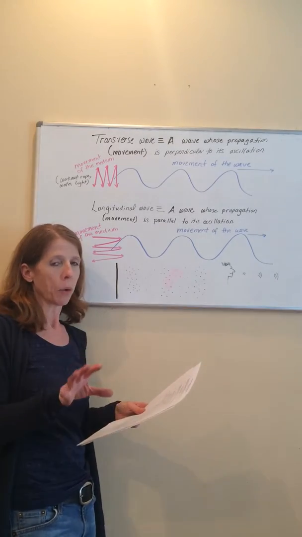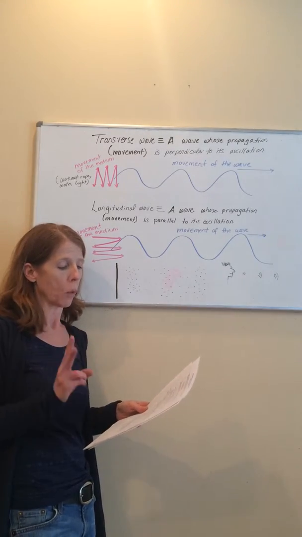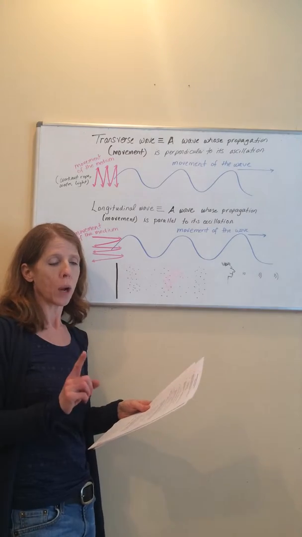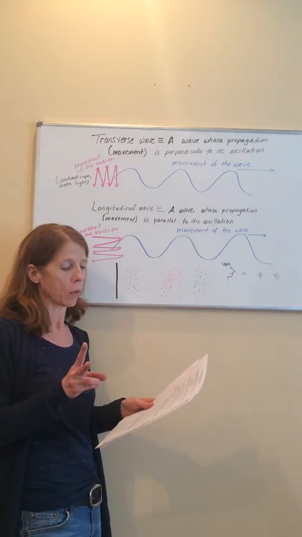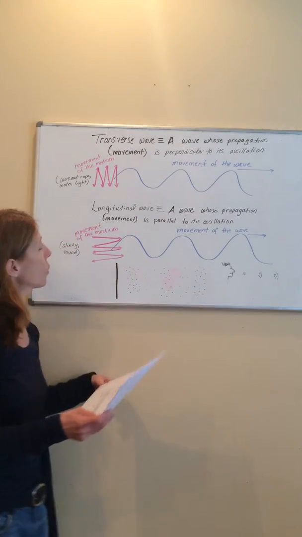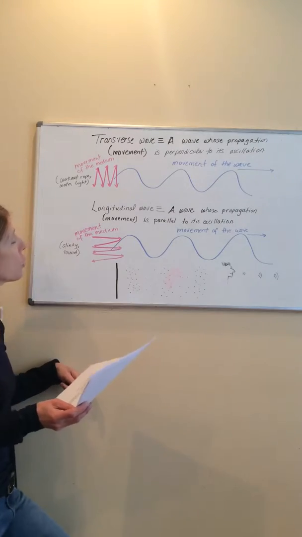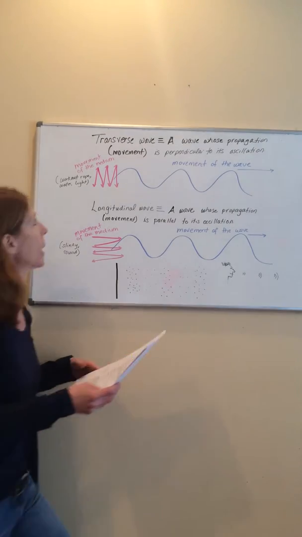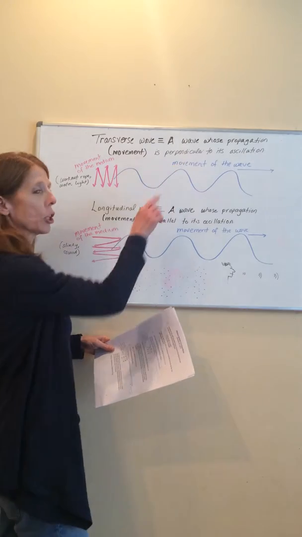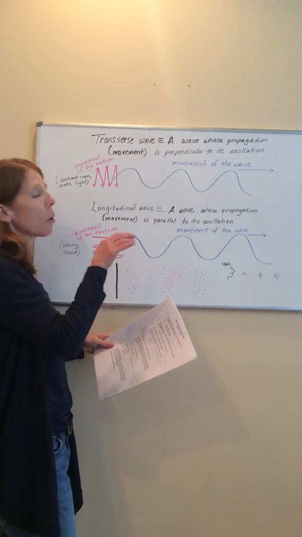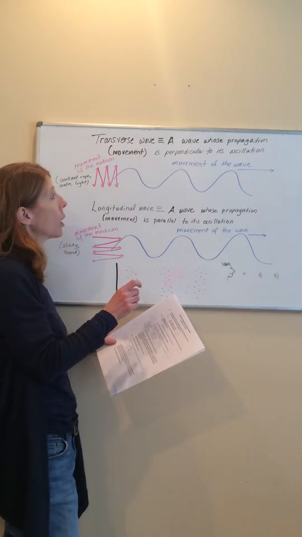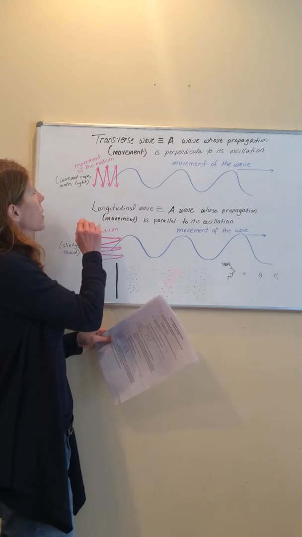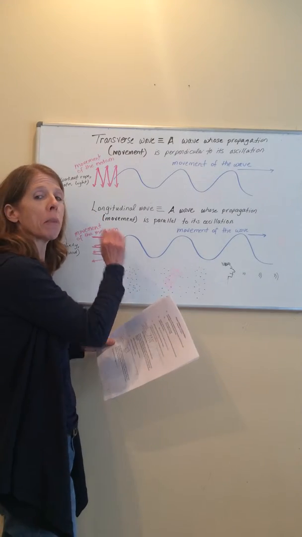a wave, and now we're going to talk about two particular types of wave. One is the transverse wave, and the other is the longitudinal wave. Okay, so let's first define them. A transverse wave is a wave whose propagation, its movement, is perpendicular to its oscillation. Now, the oscillation is the movement of the medium.